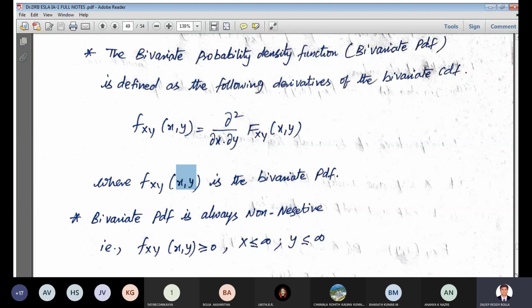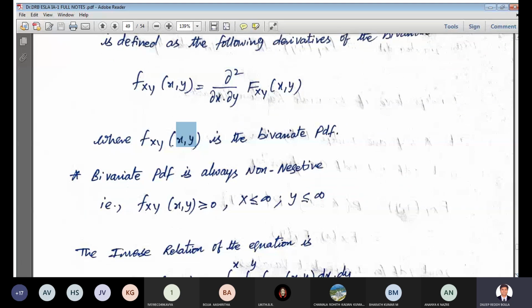This PDF function will always be greater than or equal to 0. The bivariate PDF will always be greater than or equal to 0, provided x is less than infinity and y is less than infinity. In that condition, the value of f of x comma y will be greater than or equal to 0.